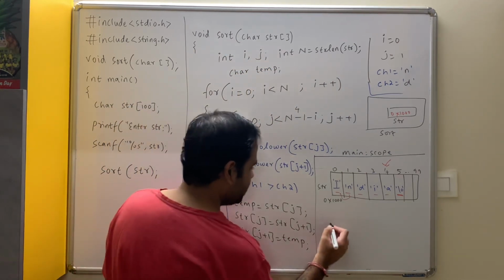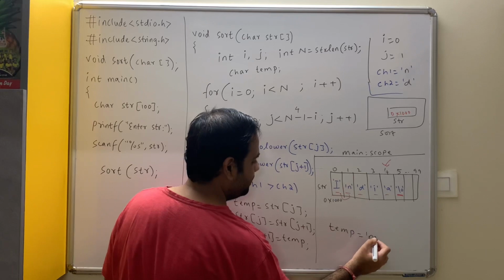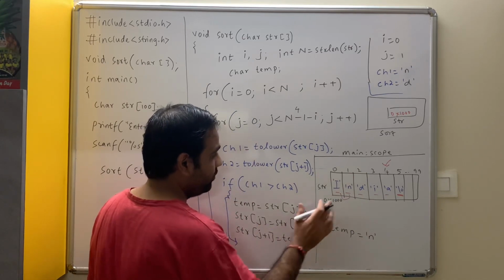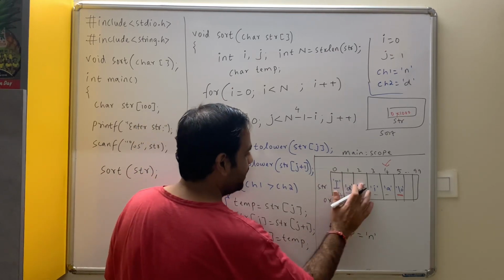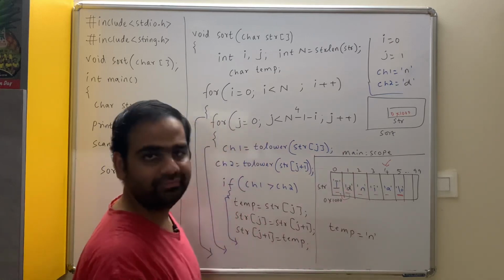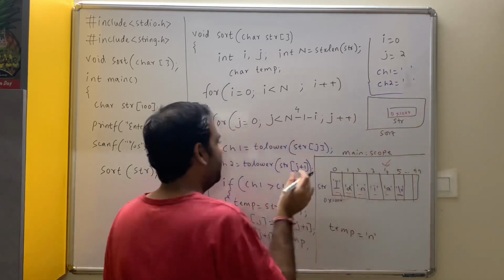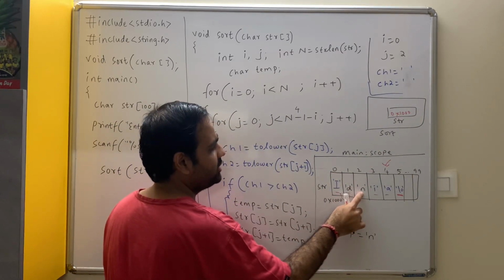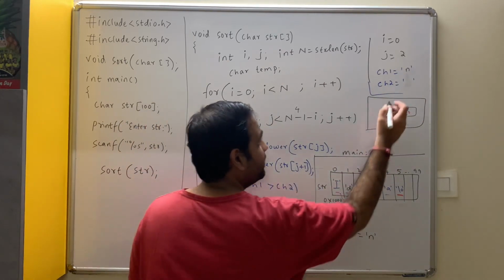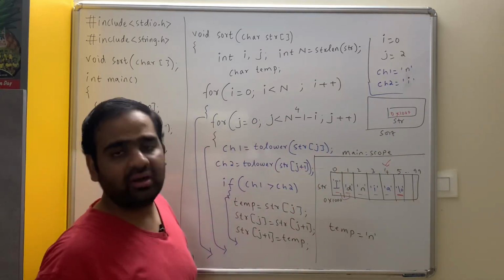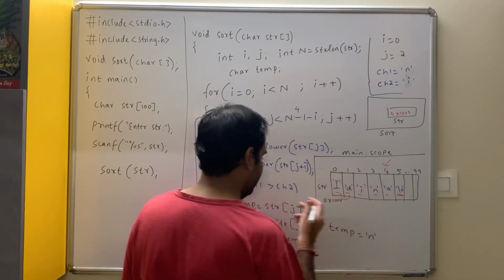Now what will happen? I am just writing here temp is equal to str of j. j is 1. str of 1 is n. Str of 1 is equal to str of 2. That means d will come here. str of 2 is equal to temp. That means n will go over here. Again you say j plus plus, the value of j will become 2. Now you compare tolower of str of 2. Now what is str of 2? It is n. tolower of str of 2 plus 1. 2 plus 1 is 3. It is i. Again you compare n greater than i. Yes sir, n is greater than i. Therefore i comes here and n goes over here. You swap it.